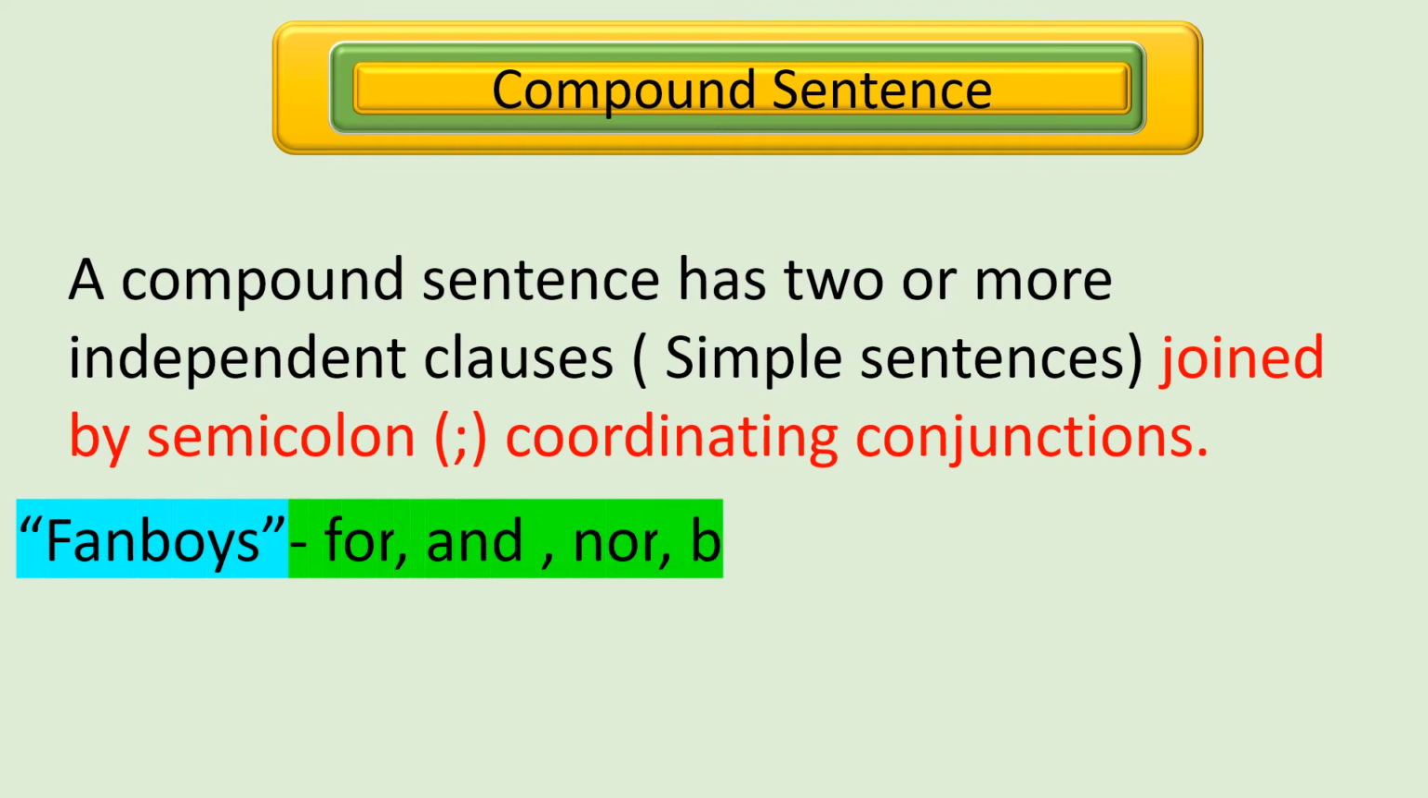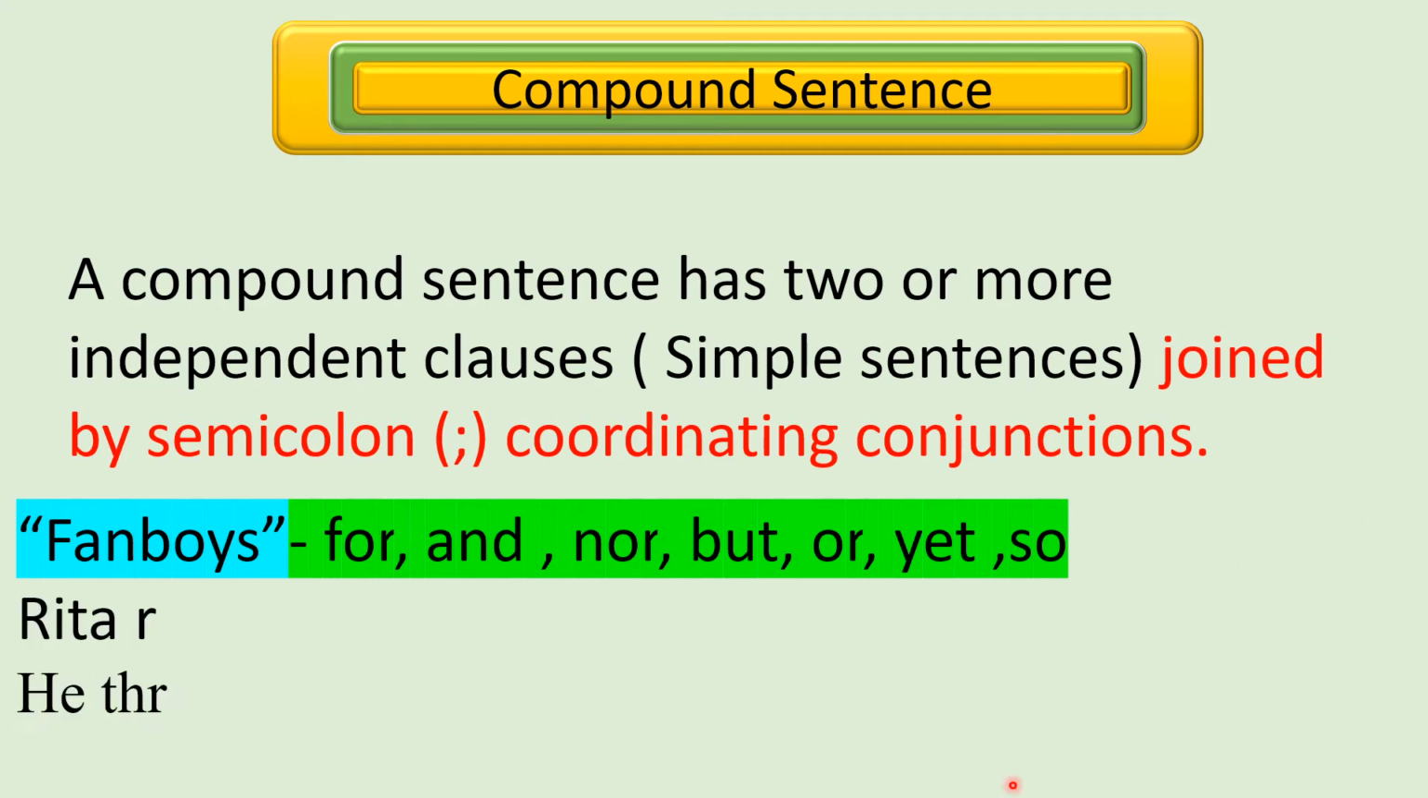You should remember FANBOYS, the word FANBOYS. Why should you remember? Because F stands for for, and, nor, but, or, yet, so. So all these letters which make the spelling of FANBOYS denote your coordinating conjunctions. Very easy to remember. So wherever you join two independent clauses, that means two simple sentences, you should use coordinating conjunctions to join. Let me show you an example.